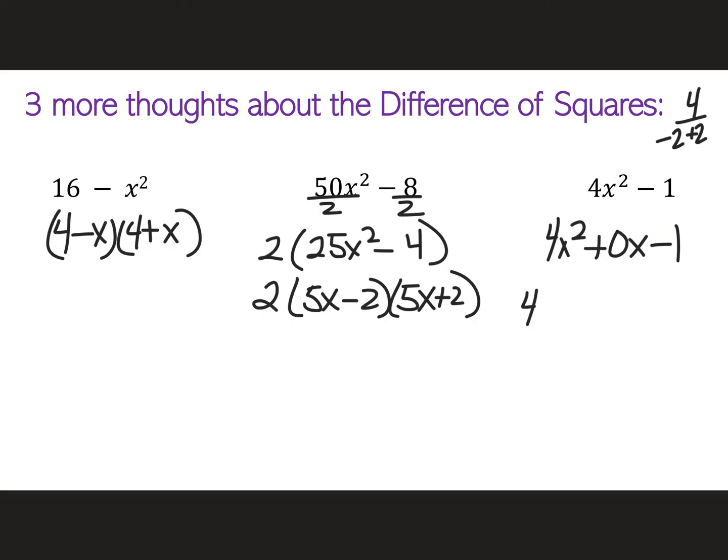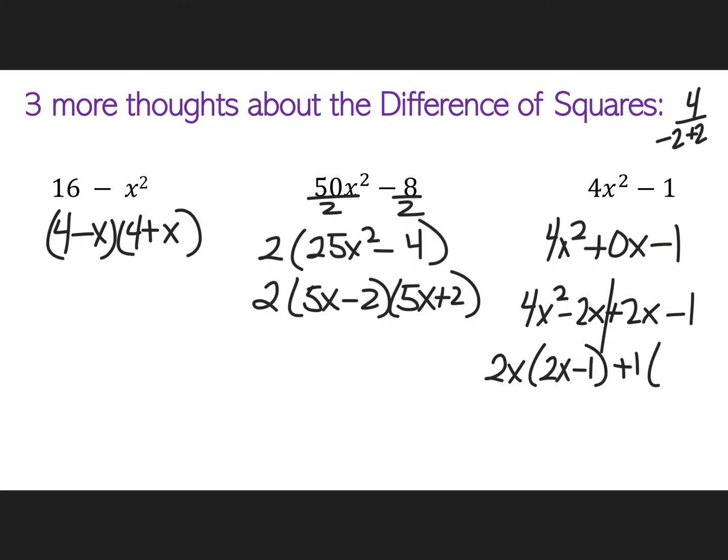So I'm going to go ahead and do grouping here. 4x squared minus 2x plus 2x minus 1. I'll get a 2x. Inside I'll have a 2x minus 1. And over here I'll have a plus 1. And then inside a 2x minus 1. And so finally I have 2x minus 1. And then the outside term's 2x plus 1. Bam.